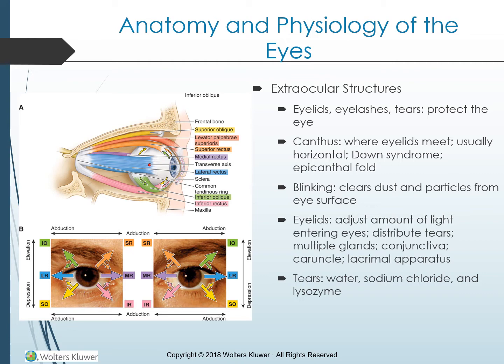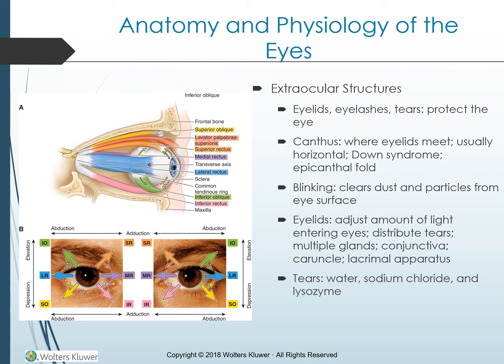Extraocular structures. The eyelids, eyelashes, and tears protect the anterior or exposed surface of the eye. The upper and lower eyelids are folds of skin that meet at an angle referred to as the canthus, C-A-N-T-H-U-S. The outer or lateral canthus is the outer angle, and the inner or medial canthus is at the inner aspect of the eye. The line between the lateral and medial canthus usually is horizontal. Children with Down syndrome have a line that slants upward and outward. People of Asian descent have an epicanthal fold, which is a fold of skin that covers the inner canthus.